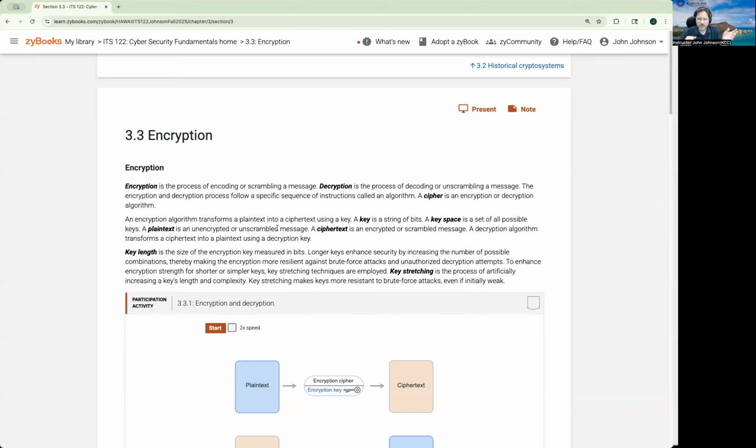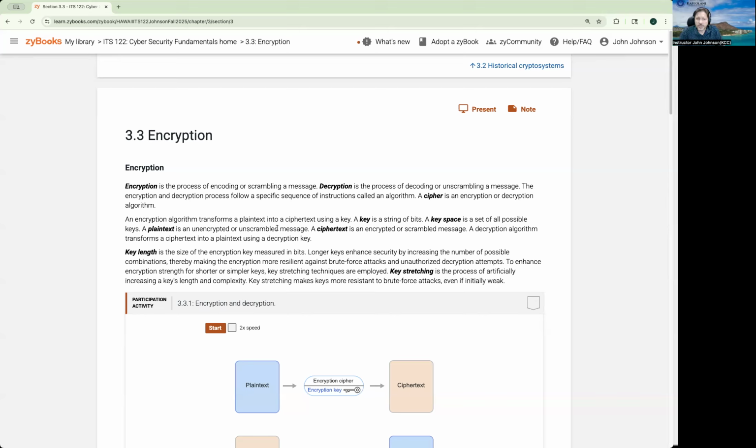And remember what we talked about before with symmetric versus asymmetric. Symmetric uses the same key to do encryption and decryption. And then you've got asymmetric, which uses two separate keys. So that's what we're talking about here when we're talking about these decryption key and encryption keys.